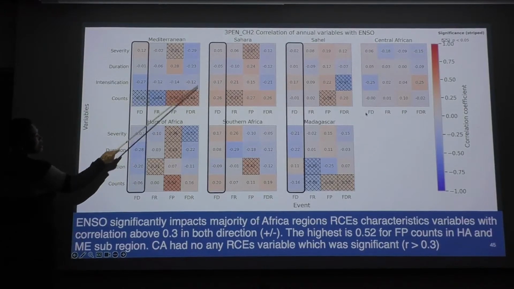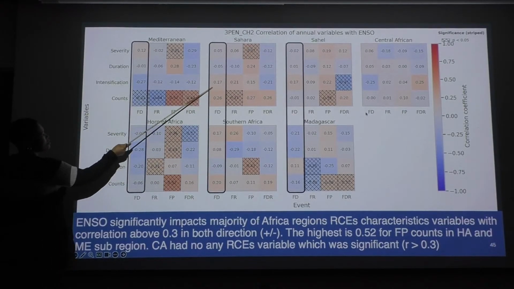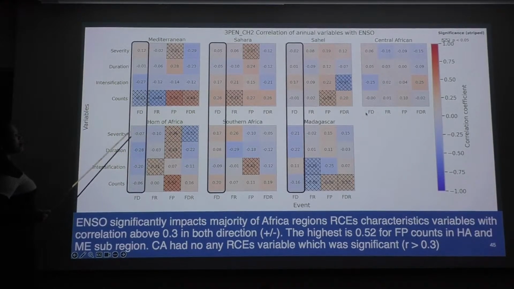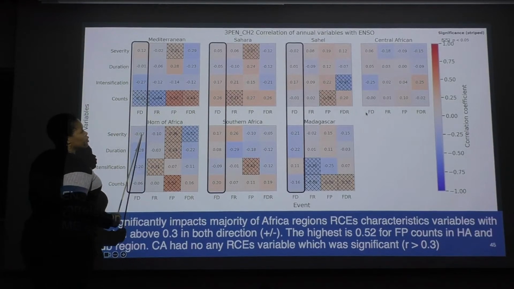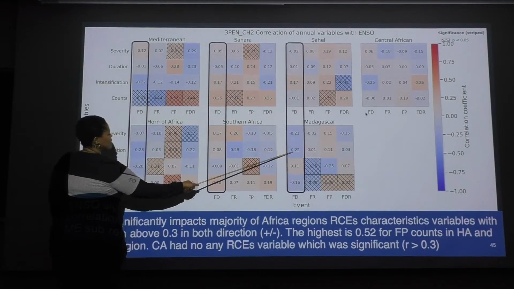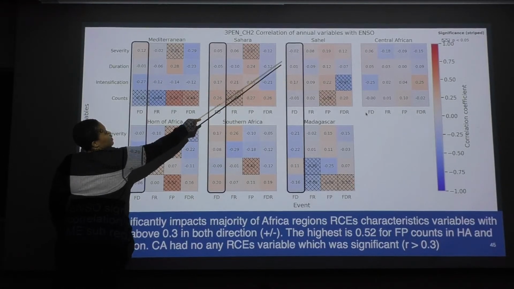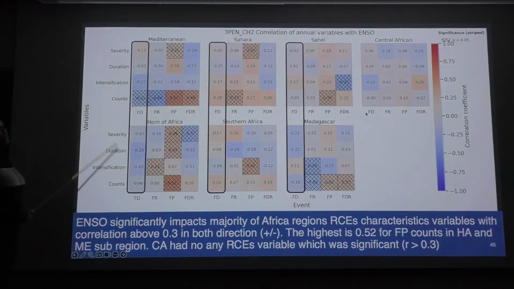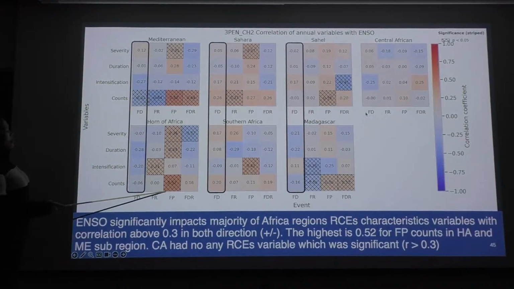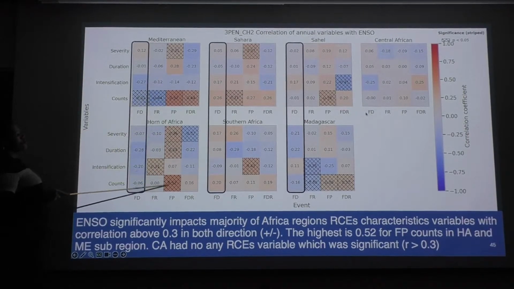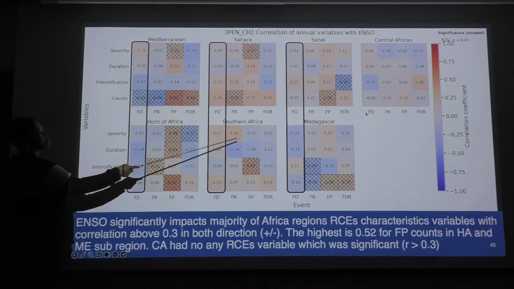While for Saharan and South Africa, it's kind of negative, the opposite of what we had over Horn of Africa. When we go to Madagascar, it's coming back to how Horn of Africa is, and Madagascar is in the south part of Africa, while Saharan is up. It is opposite of what we see in Horn of Africa. And over the flash pluvial, we have a lot of significance compared to other places.